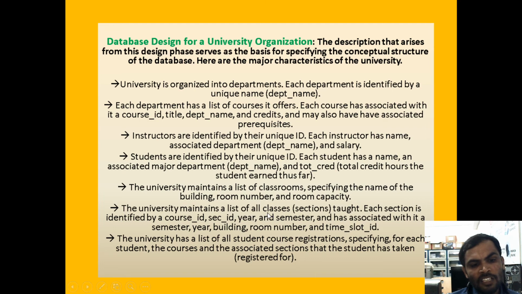Then the university maintains the list of classes and sections. Maybe in our college, we have 2 sections of CSC, and now we have 3 sections. Here we have the section. For the section, which faculty taught it. The section identifies the course ID, section ID and the year, first year or second year, and the semester, second semester or fourth semester. A relationship is associated between the semester and the year, the building and the room number also. Time slot means what time the class will be held.